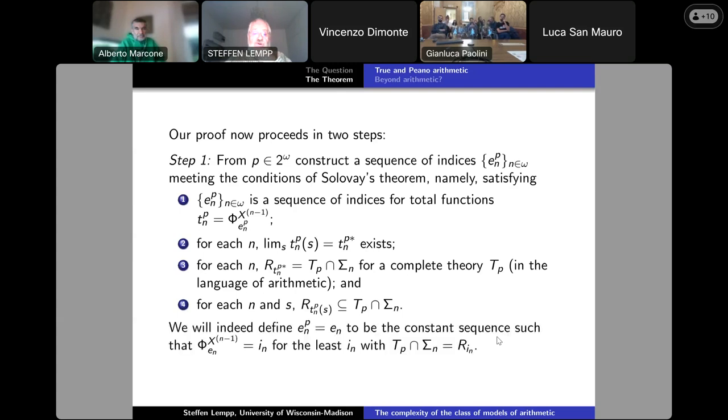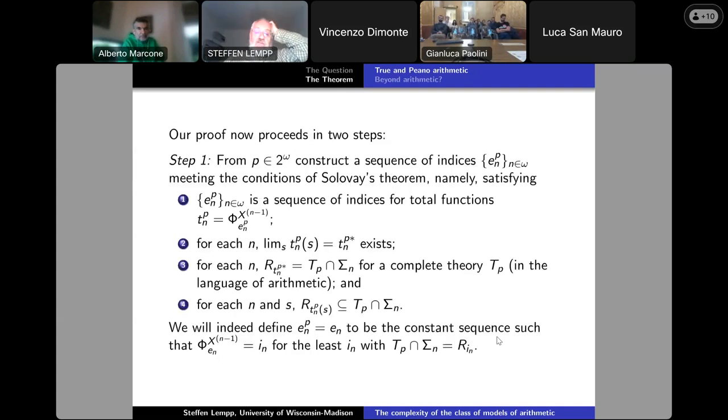And actually, we're going to make life a little easier. Instead of having an approximation which depends on s, we're actually going to just have a constant sequence. So basically, the phi en will always output in, where in is exactly the index of the true sigma n fragment of TP. Okay, so you can actually do this, and this is why we get r jump instead of r in the oracle. But since we don't really care about optimizing the oracle, we just care about this whole thing being continuous, we can allow ourselves that.